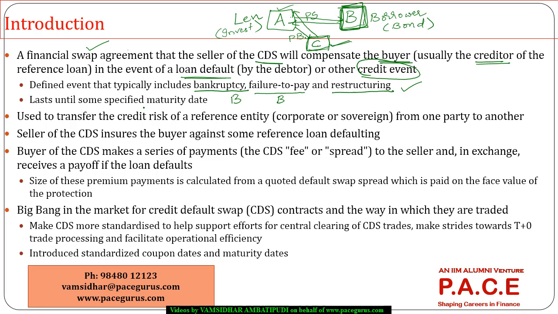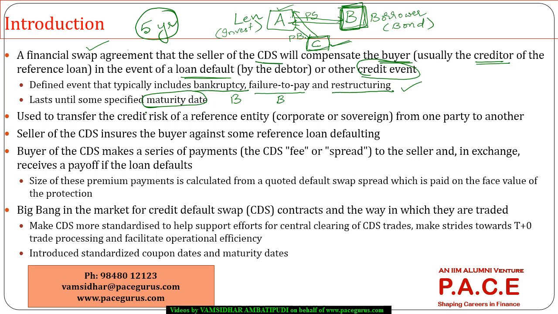And this protection is not forever. There is a maturity date that is specified. So this protection will be lasting only up to the specified maturity date. Let's say it's a 5-year period. So the protection would be lasting for a 5-year period.